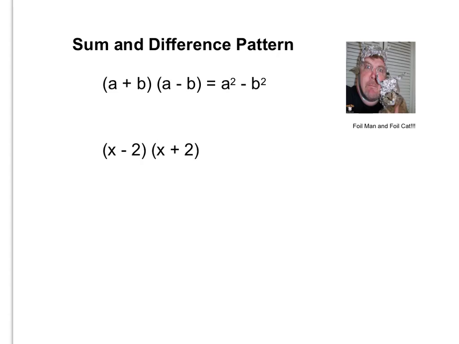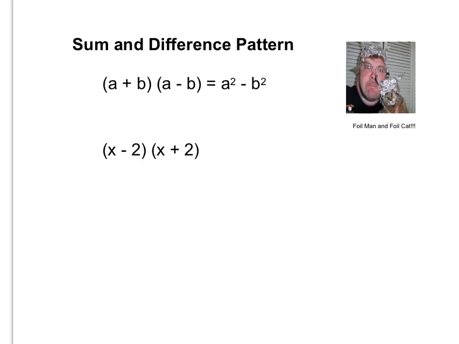First one of these is called the sum and difference pattern. What that says basically is if you take a binomial that's adding times a binomial that's subtracting, the first terms are the same. The first term in each binomial is the same. The second term in each binomial is the same. We're just adding one and subtracting the other. Then the way you can quickly figure this out is to just do the first one squared minus the second one squared.